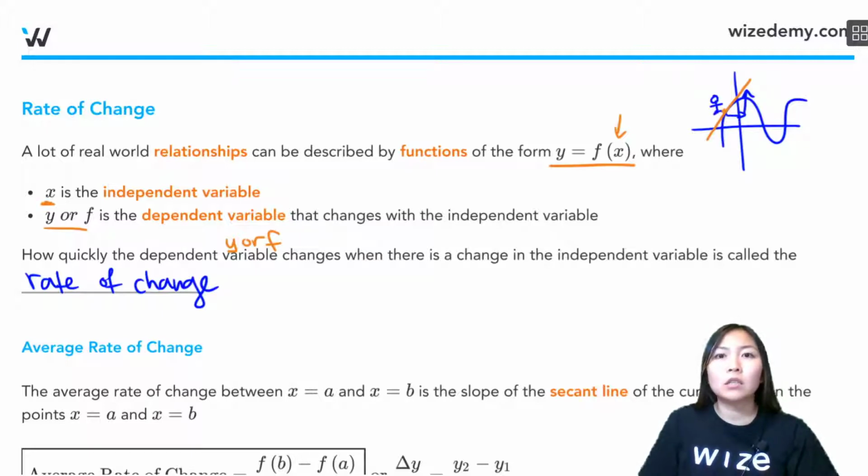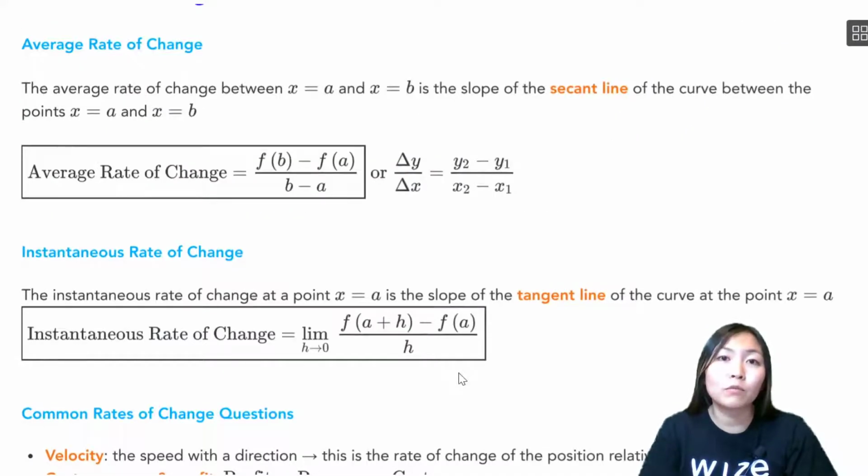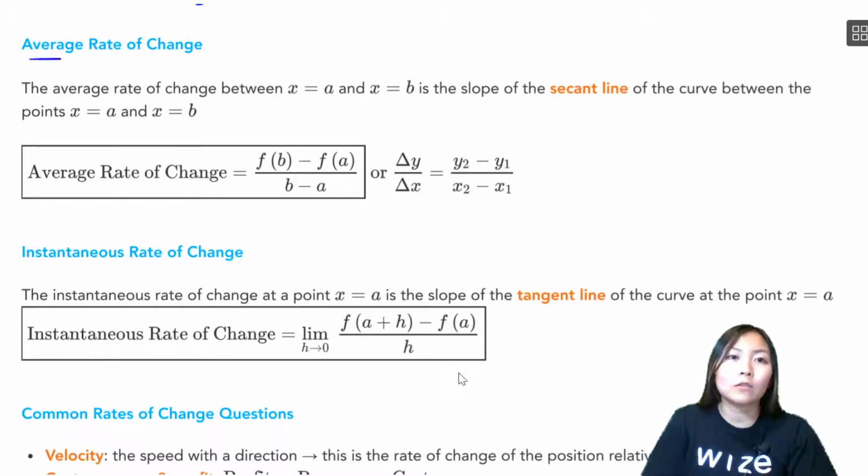So if you're walking really, really slow, then the height isn't changing that fast. But if you're running up this mountain, then the height is changing really fast as you go, right? So that is the rate of change. Now, there are two main types of rate of change that you need to know for this course and in university as well. This is called the average rate of change and the instantaneous rate of change. Let's talk about the average rate of change first.